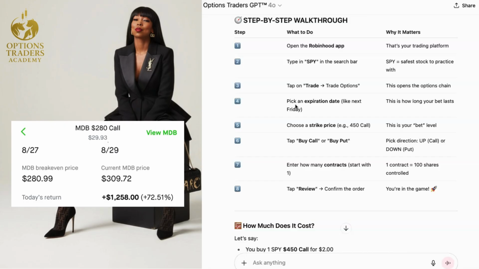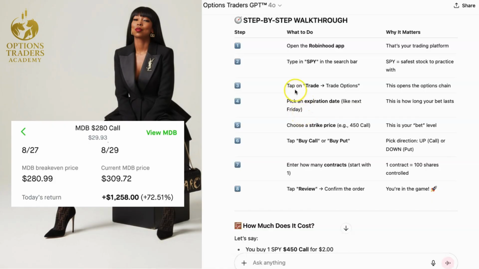And if you don't know how to do that, if you go and download the Options Traders GPT, the link will be below. It gives you step-by-step how to do all of that stuff and more. So if you don't know how to do that and get approved, just download the software, and it's going to give you everything.